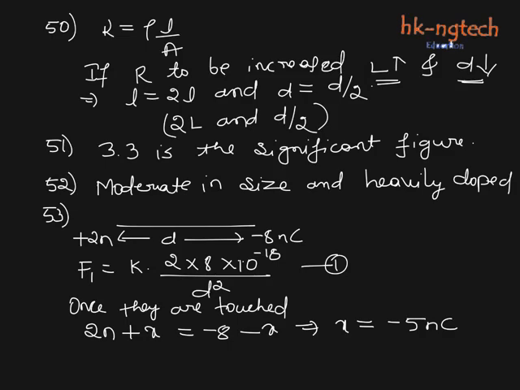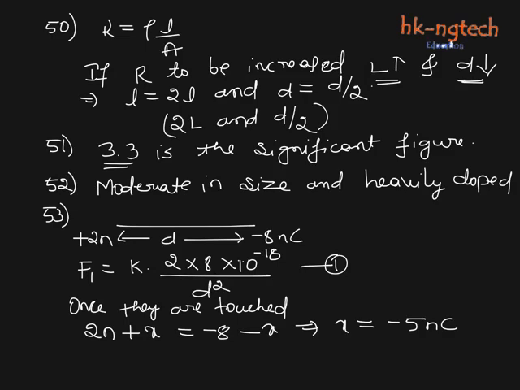51st question. A substance of mass 49.53 gram occupies 1.5 centimeter cube of volume. The density of the substance with correct number of significant figures is? Here we know that density is nothing but mass divided by volume, right? And the volume has significant figures of 2. So out of the given options, 3.3 has 2 significant figures. So obviously C must be the answer for that.